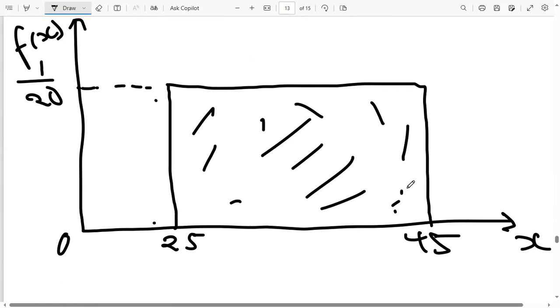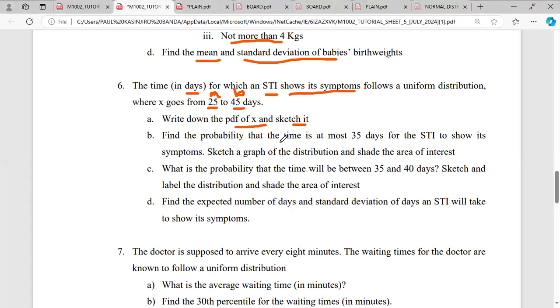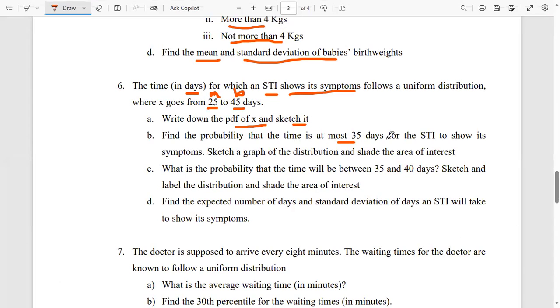And then the next question. They're saying find the probability that the time is at most 35 days for an STI to show up. And then they're saying sketch the graph of the distribution and shade the area of interest. So at most means that x is less than or equal to 35. So that's what at most 35 days means.